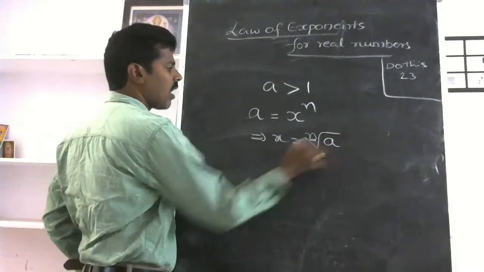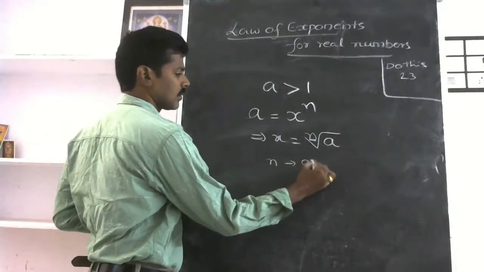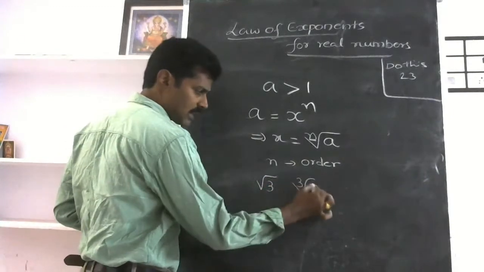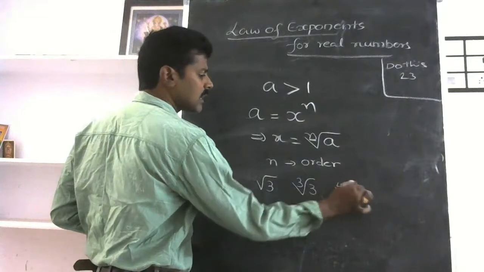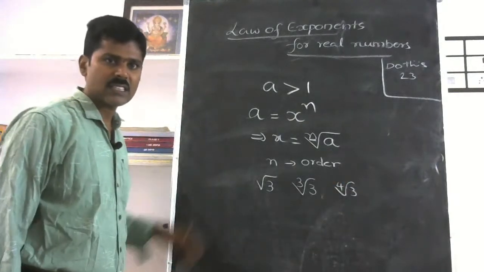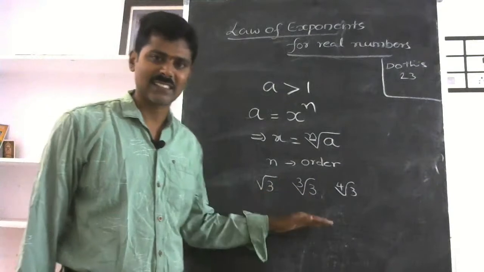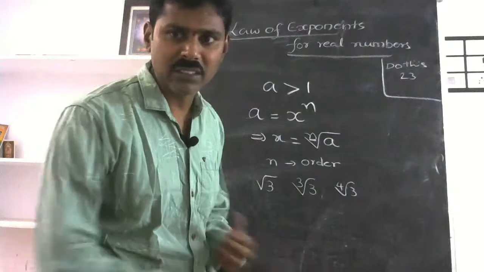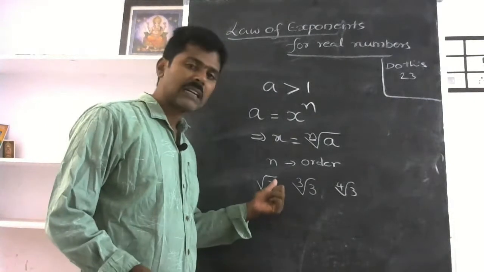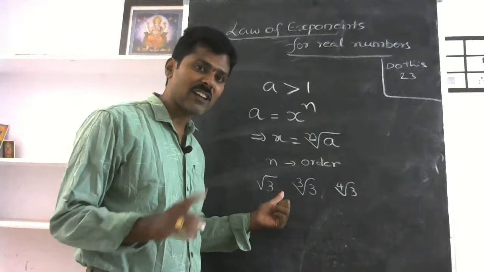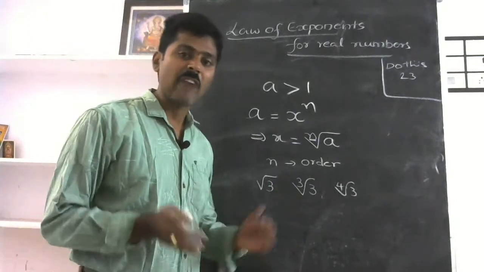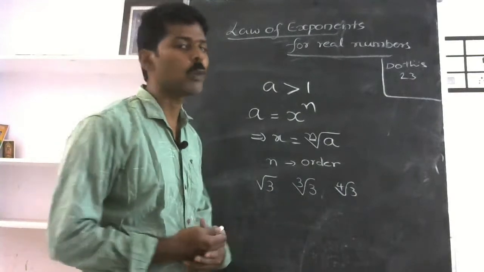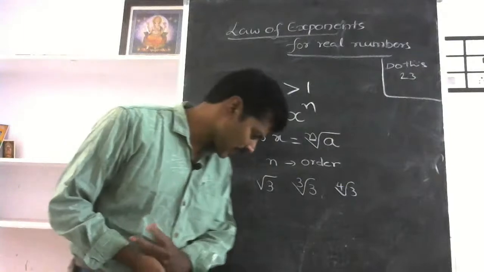N is called order. So square root 3 is a second order surd, cube root 3 is a third order surd, and fourth root 3 is a fourth order surd. This is the way we represent surds. Surds are irrational numbers. Every surd is an irrational number, but every irrational number is not a surd. Remember, every irrational number need not be a surd. You can think and give me an example.